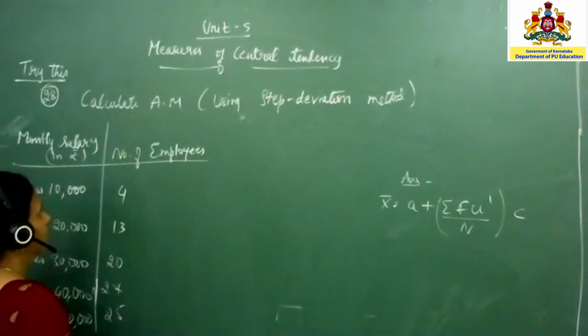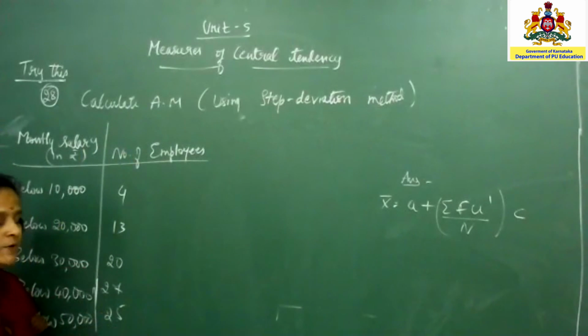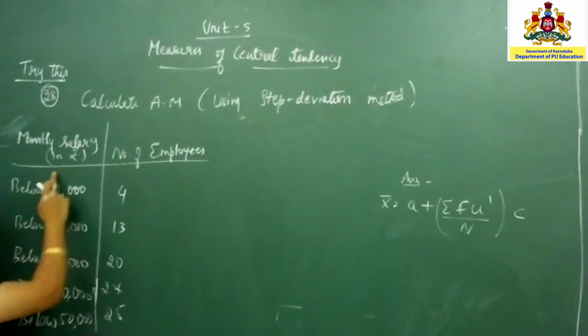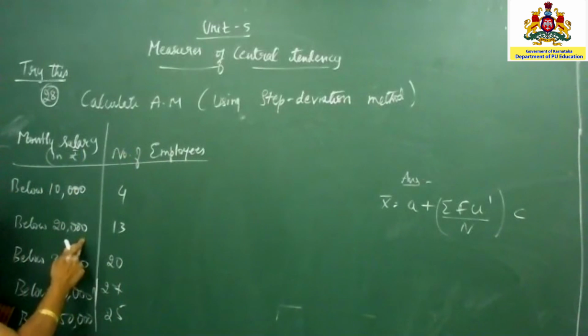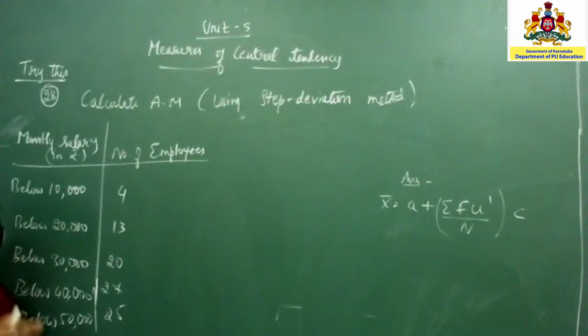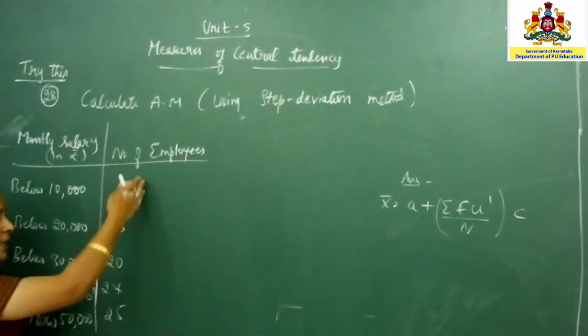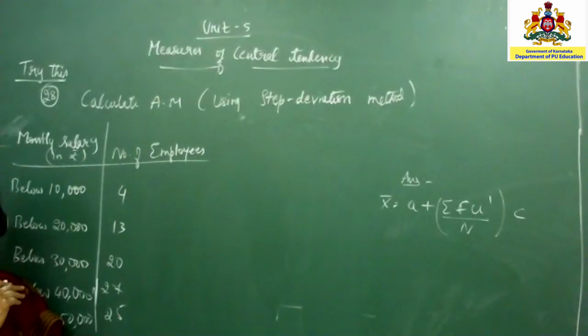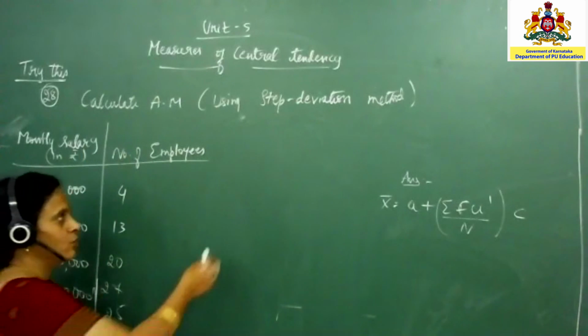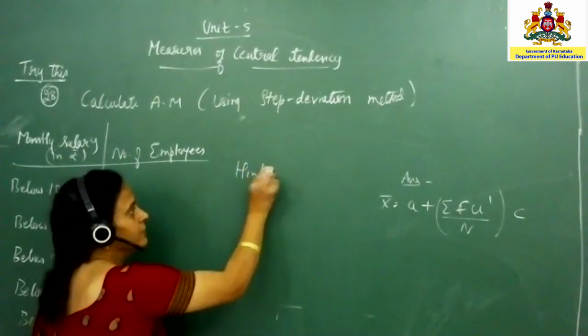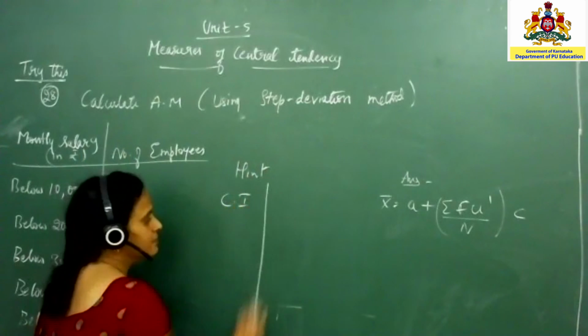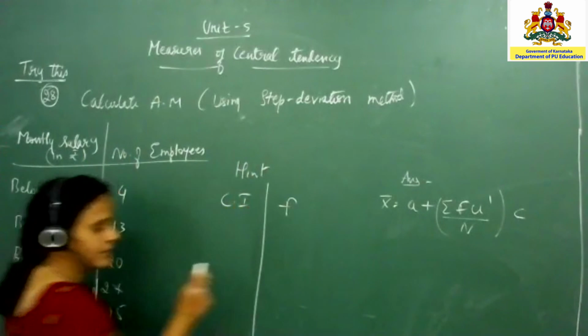This is the 28th problem. But compared to the previous one, here the below values are given: below 10,000, below 20,000, below 30, below 40, below 50. In the previous problem it was above, now it is below. Again here, cumulative frequencies are given. So again, the hint for this problem: the very first job is to convert in terms of class interval and frequency.